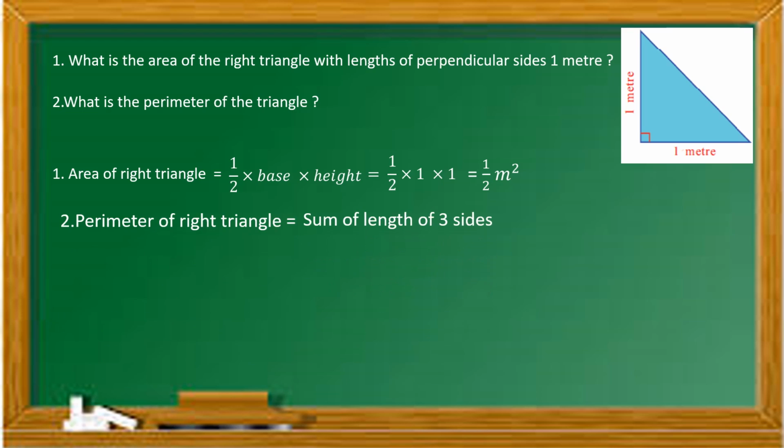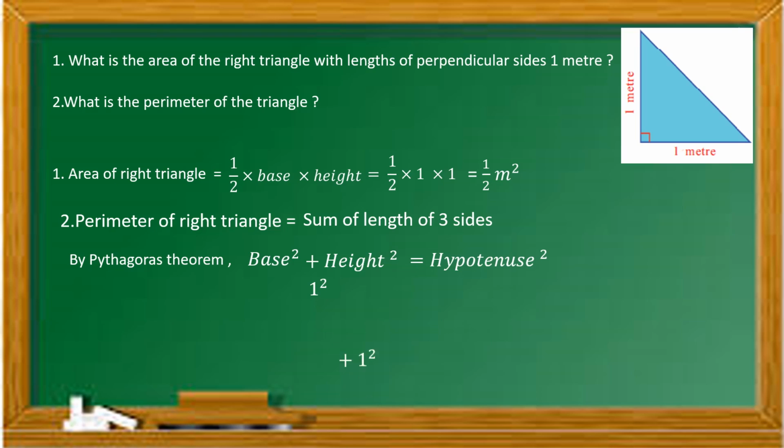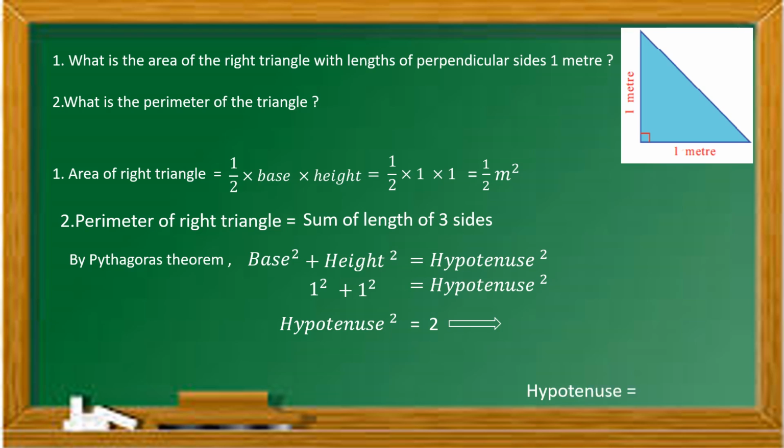So perimeter of right triangle will be sum of length of 3 sides. And by Pythagoras theorem we will find the third side. Pythagoras theorem says that base square plus height square equal to hypotenuse square. What is base square? 1 square. What is height square? Again 1 square. So we get 1 square plus 1 square equal to hypotenuse square. What is 1 square? It's 1. So LHS will be 1 plus 1, 2. So hypotenuse will be square root of 2. So we got the hypotenuse also.